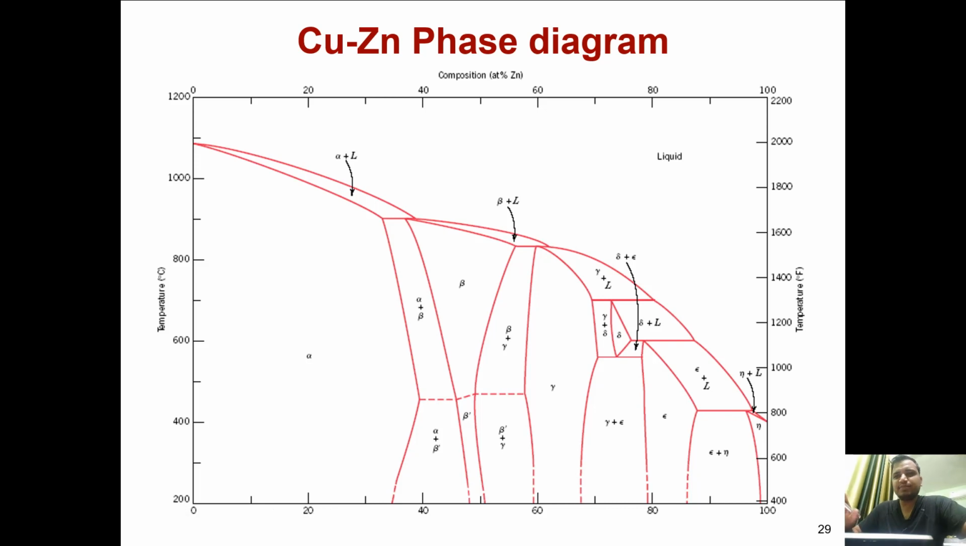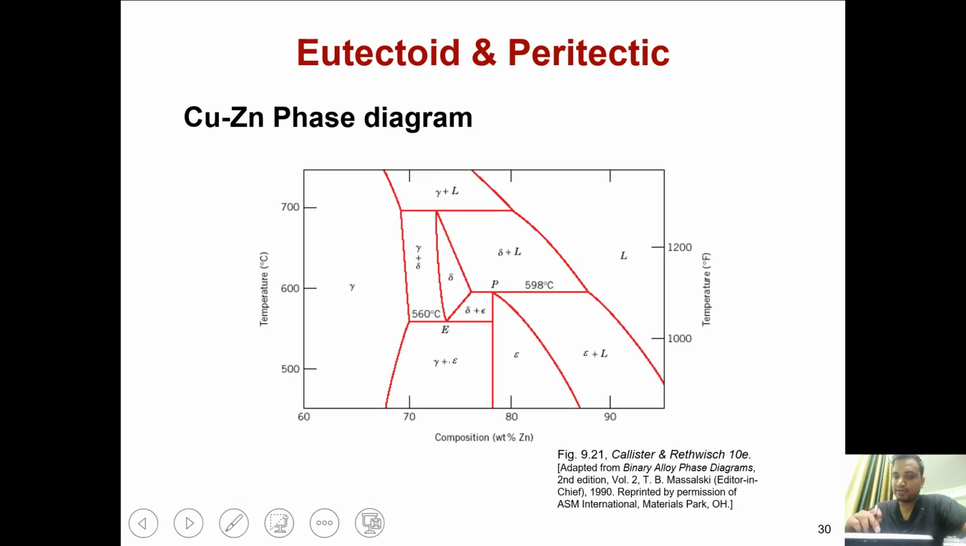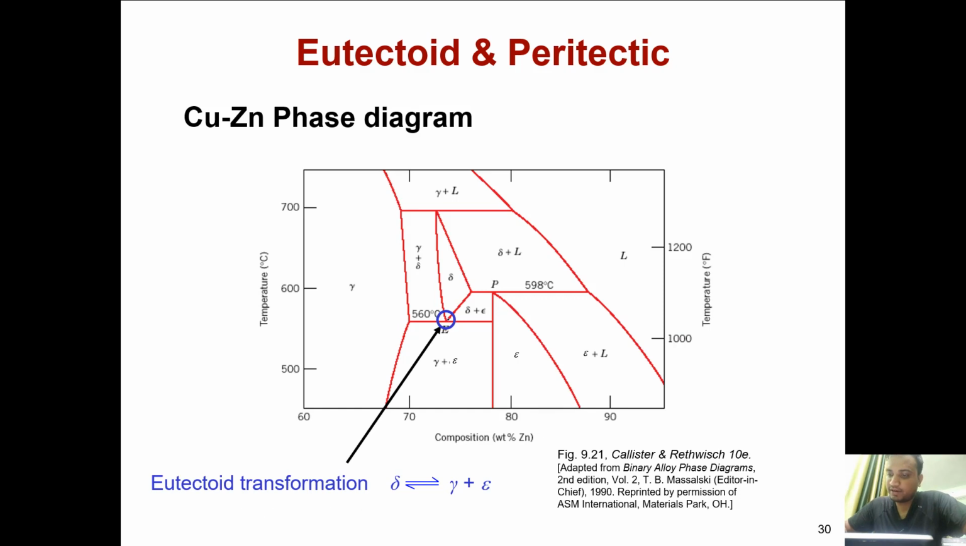Now this is another example, the copper zinc phase diagram. So you can just see and try to correlate. This is the alpha region, then alpha plus liquid, then there are many various regions. This is a section of the copper zinc phase diagram. And this is the point where it is telling you that there is a eutectoid transformation.